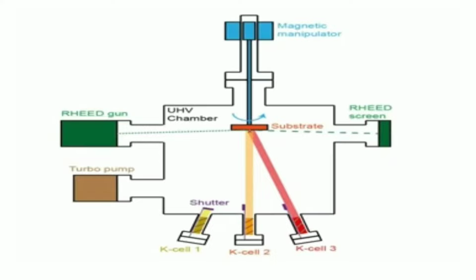Now here we have the magnetic manipulator which changes the direction of the substrate, and we have the RHEED gun from which the electrons are shot towards the substrate, and here we have the RHEED screen which helps to measure the thickness.